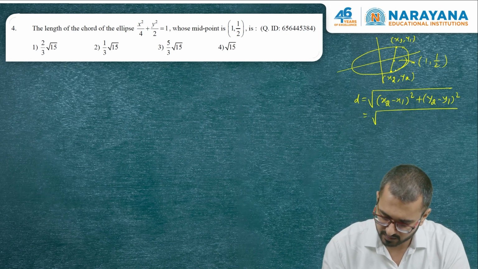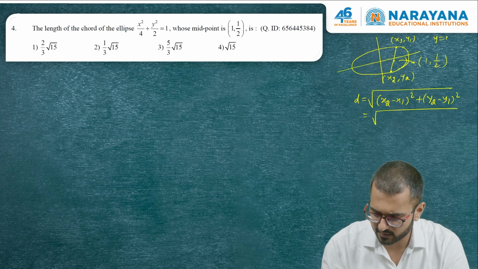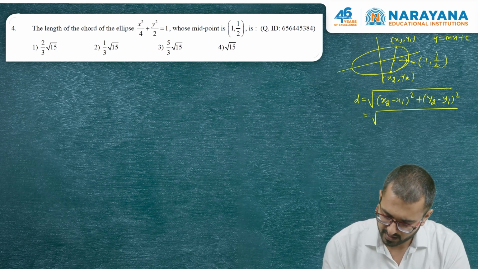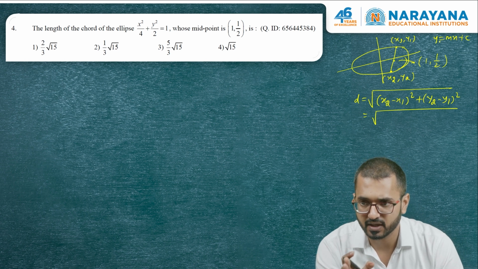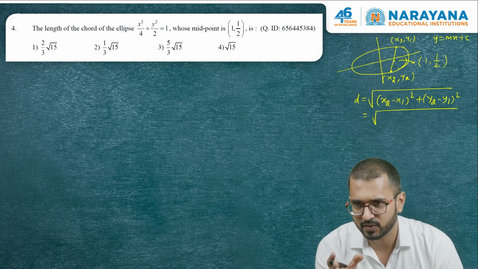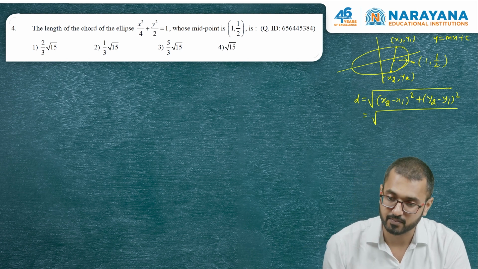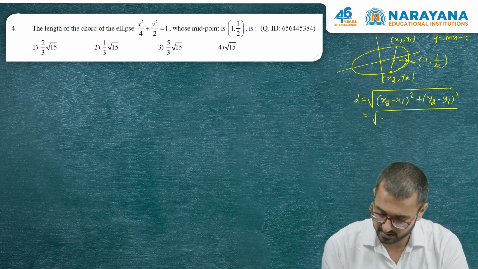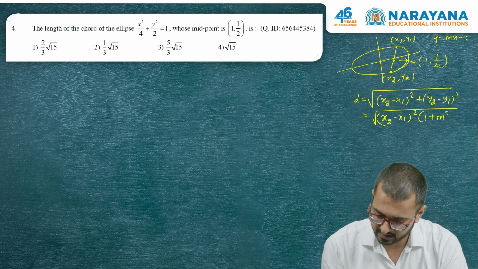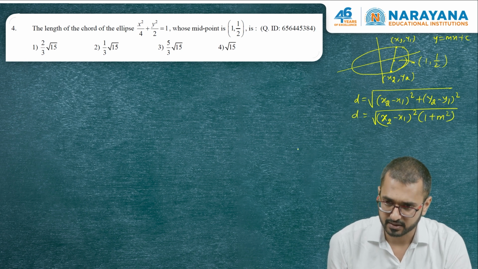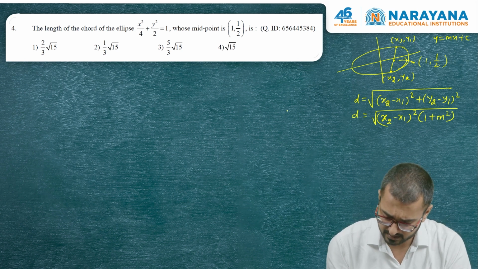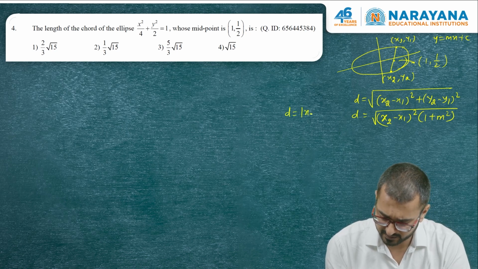And now x1, y1 both are on this line, so this line I can assume y equal to mx plus c. So if I plug in y2, I am getting y2 is equal to mx2 plus c, and similarly y1 is equal to mx1 plus c. So that means if I do y1 minus y2, I can take m common, and x2 minus x1 will be completely outside. So it can be written like this: x2 minus x1 square into 1 plus m square. This is d. That means d is equal to mod of x2 minus x1 into square root of 1 plus m square. This is what we'll be using total.